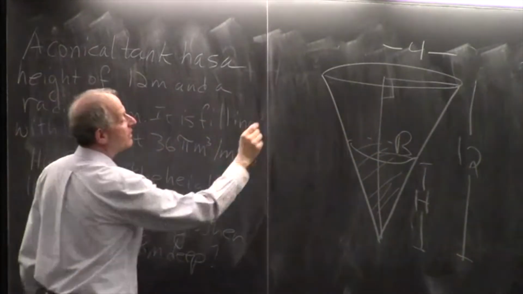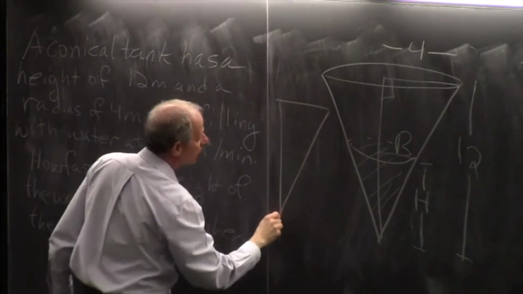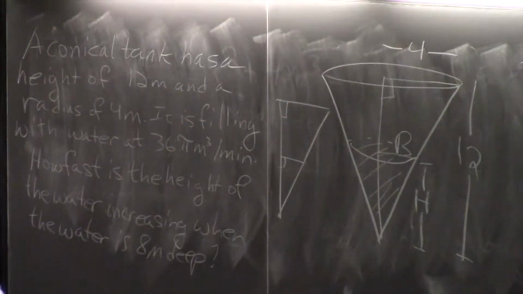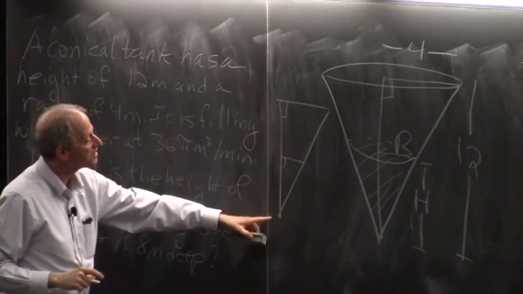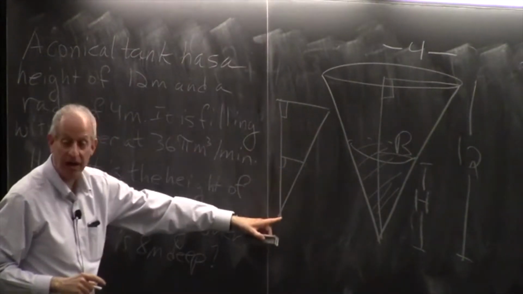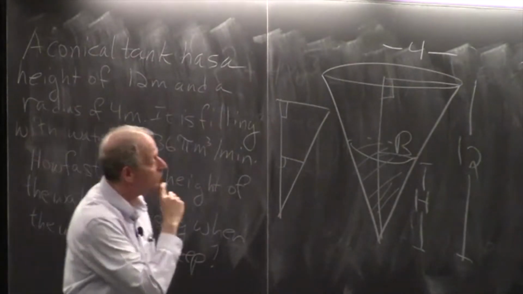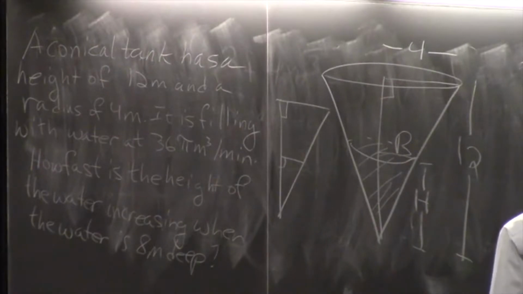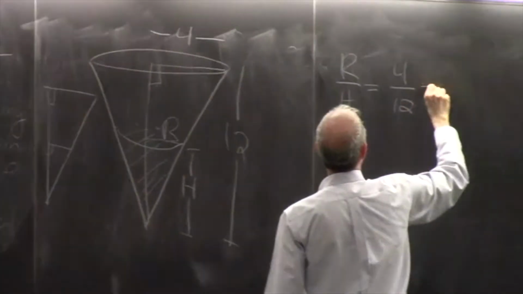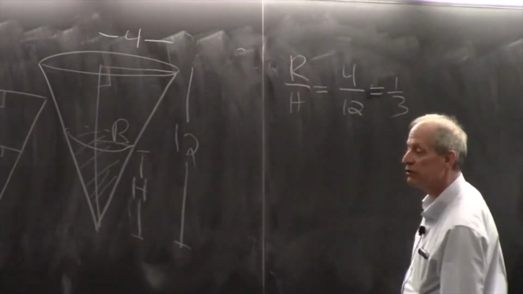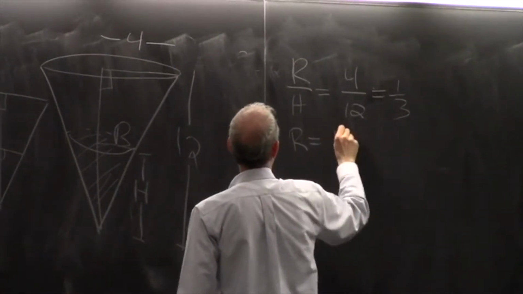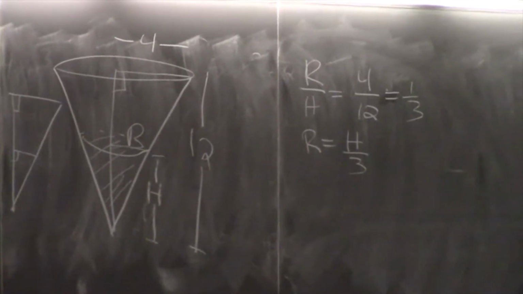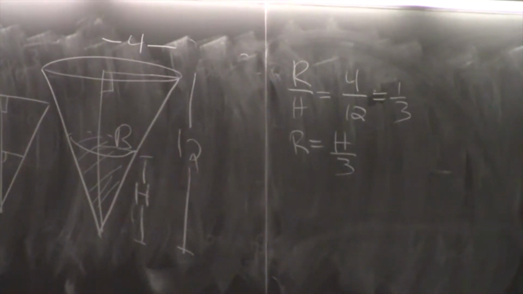Okay? Those will be the same because you're getting similar triangles. So the radius of the tank to the height of the tank is the radius of the water to the height of the water. So we know that the radius divided by the height is always 4 over 12, also known as a third. So the radius will always equal h over 3. You should be able to tell that a third of h and h over 3 are the same thing.